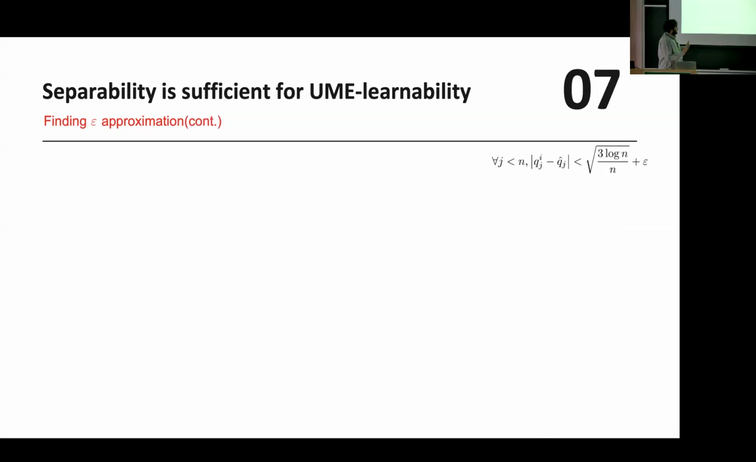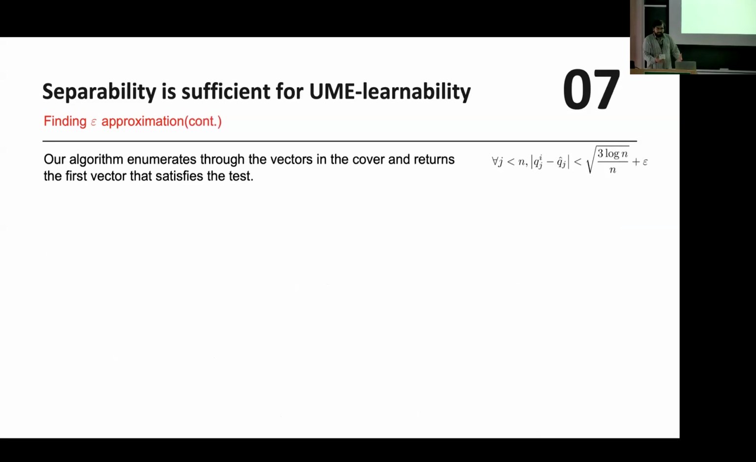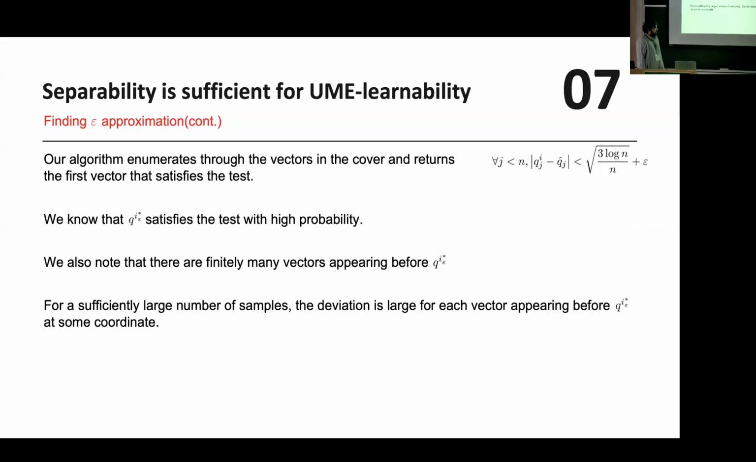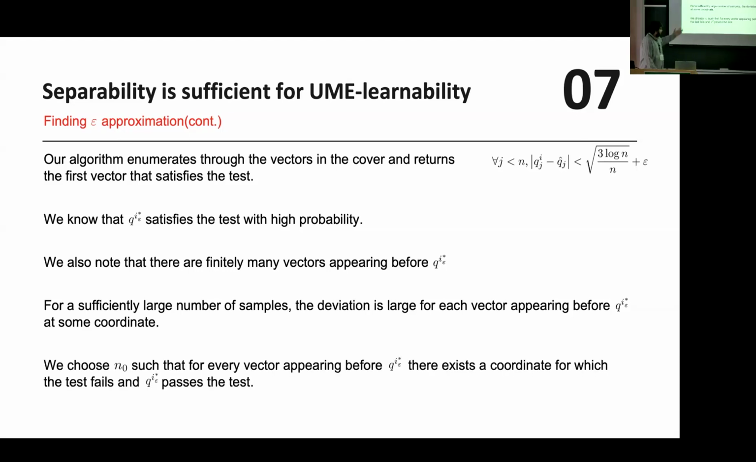And our algorithm is really simple. We basically look at the cover and enumerate through it, and we return the first vector which satisfies the test. And Qi star epsilon satisfies the test with high probability. And note that there are only finitely many vectors which appear before Qi star epsilon. So for a sufficiently large number of samples, the deviation is large for each vector appearing before Qi star in at least one coordinate. So it will fail because of at least one coordinate. So we choose N0 such that that occurs. And note that we just show the existence of N0. We don't know what exactly N0 is, but it will find Q star asymptotically.